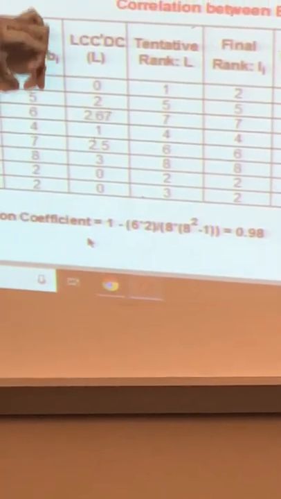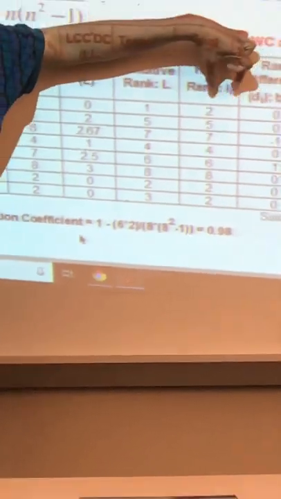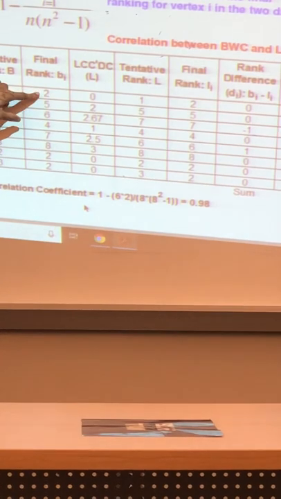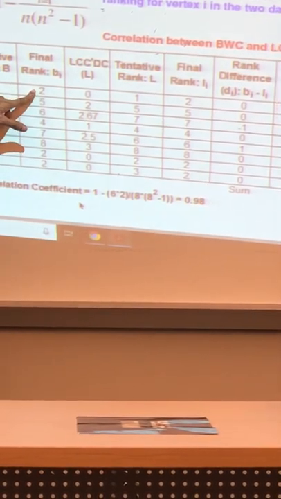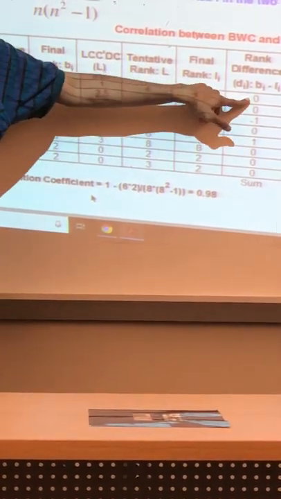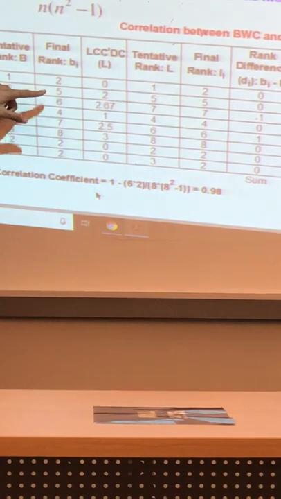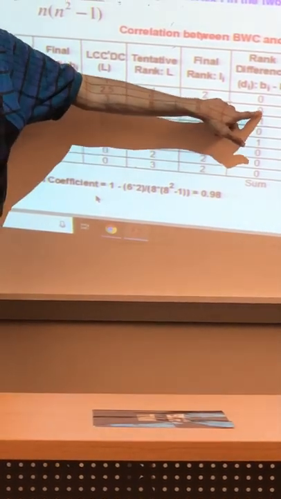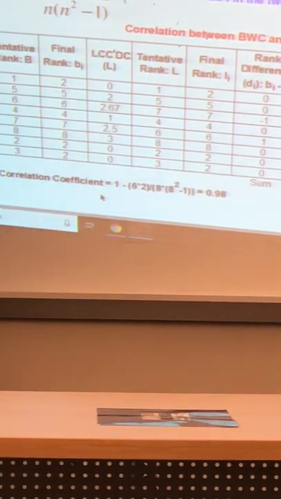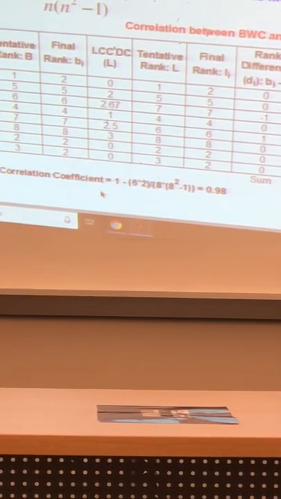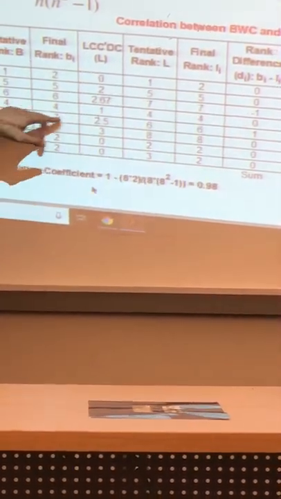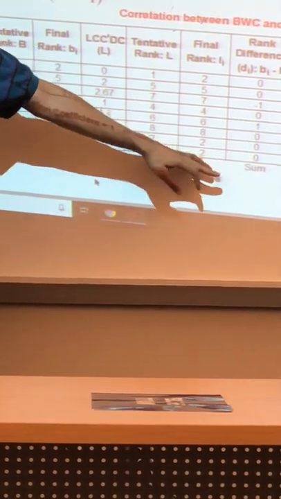Once you get the final rank of the vertices based on these 2 metrics, find the difference between the rankings. So 2 as a final rank for betweenness centrality, again 2 based on LCC prime DC. So 2 minus 2 is 0. The difference in the ranking is 0. Then 5 minus 5 is 0. Then 6 minus 7 is -1. So that is the difference in the rank numbers for the vertices. Then 4 minus 4 is 0. Then 7 minus 6 is 1, and so on.